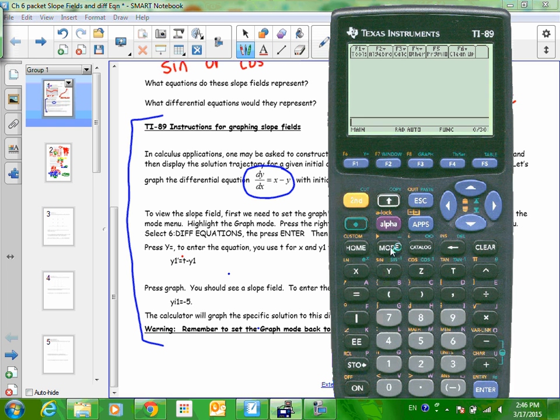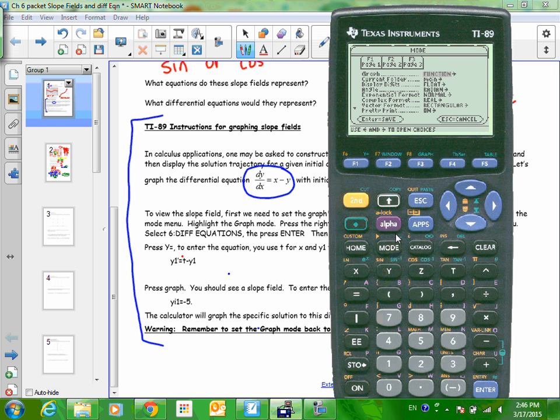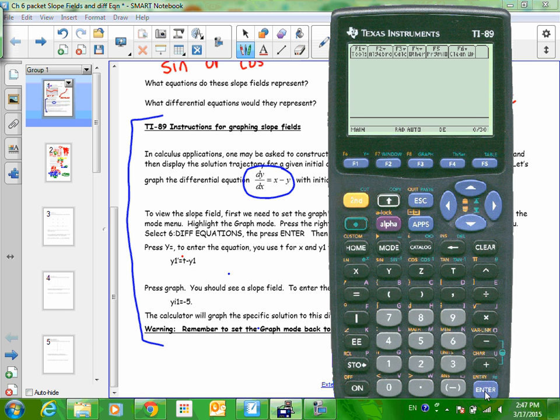I want you to hit the mode key if you have your calculator, and if not, just look up here. Right now this is in function mode, and that's what you want pretty much all of the time. If I hit the right button though, it gives me different options. All the way down here, diff equations stands for differential equations. If you want to graph a slope field, this is what you need to select. Then press enter again to save it.